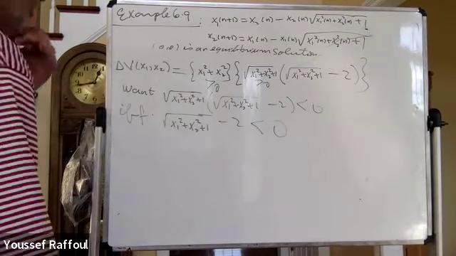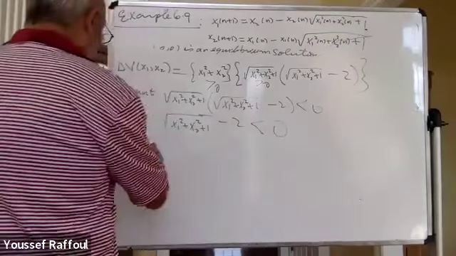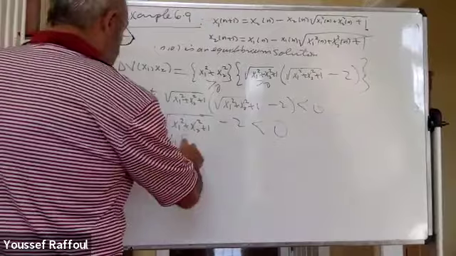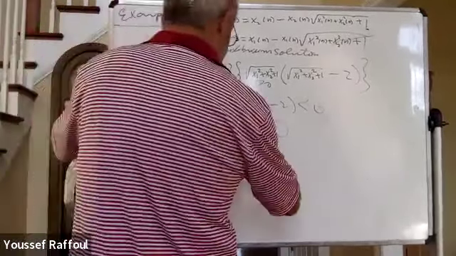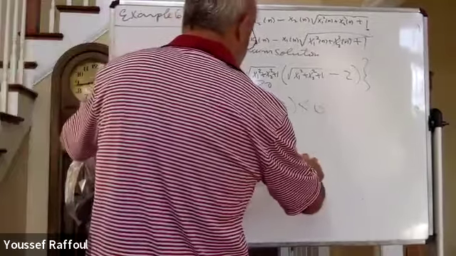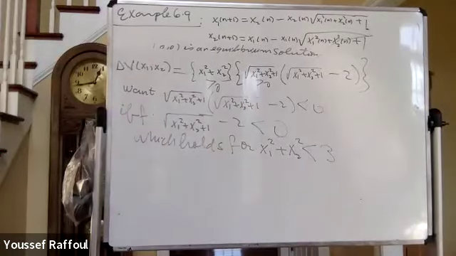So which holds for x1 squared plus x2 squared is less than 3. Okay?